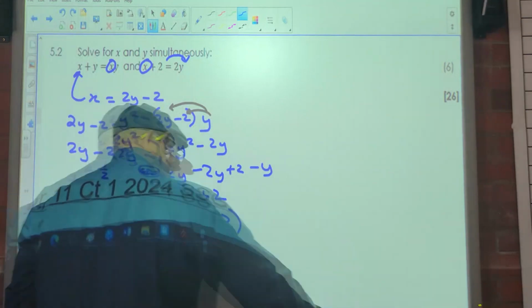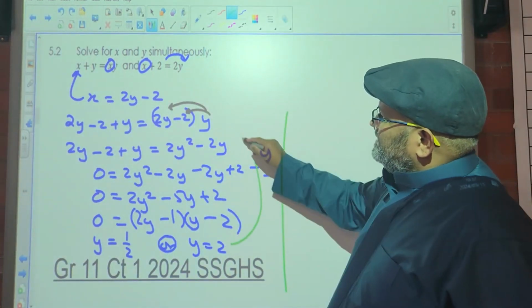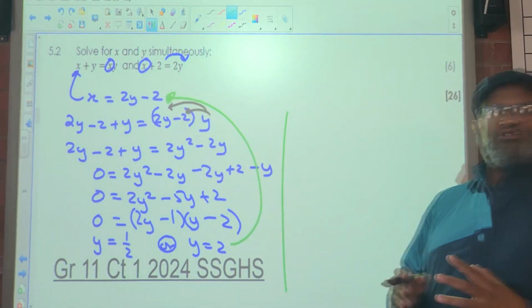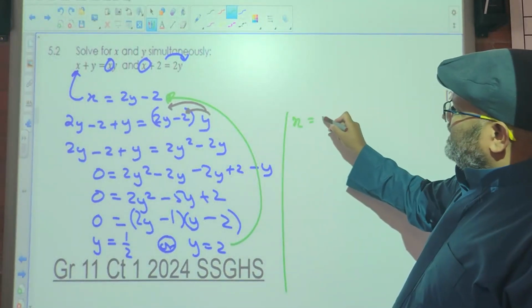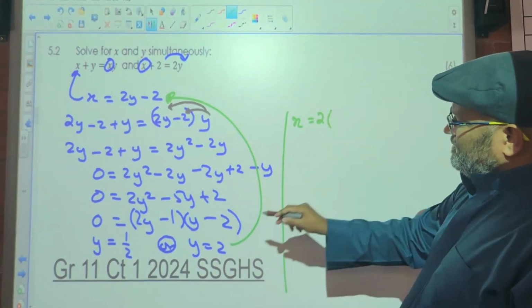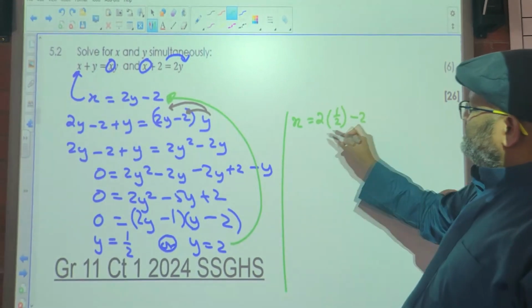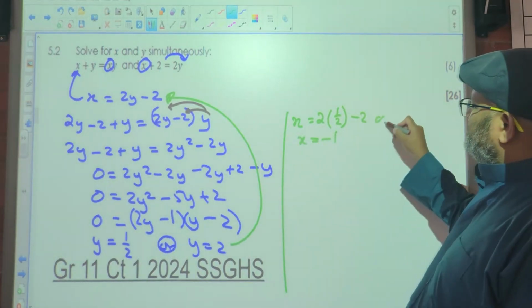So what do I do with that, people? I substitute that into the third equation there, that has x as the subject of the formula already. So I say x is equal to 2 times y, which is half, minus 2. It's going to give you 1, so it's going to give you negative 1, not so?